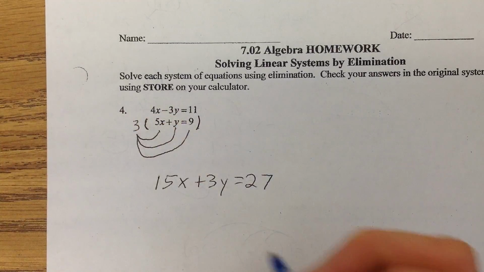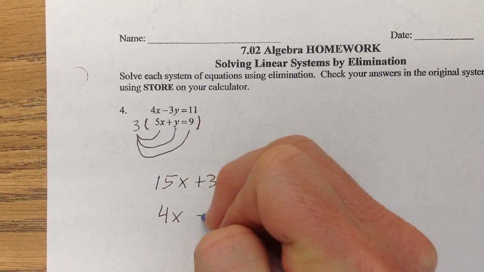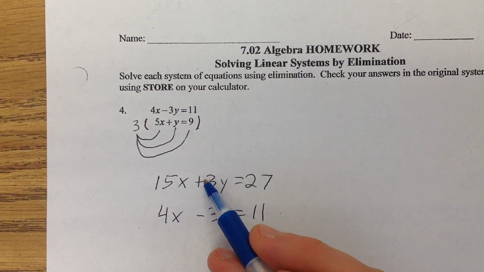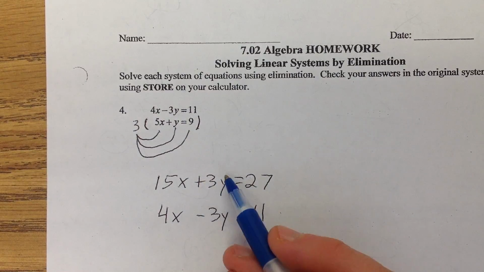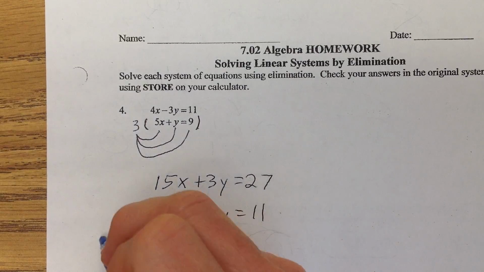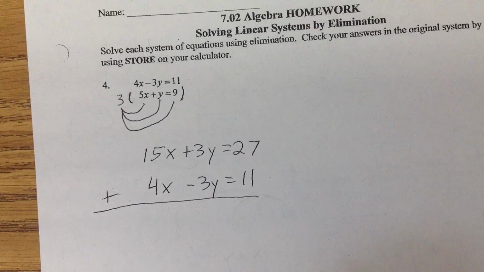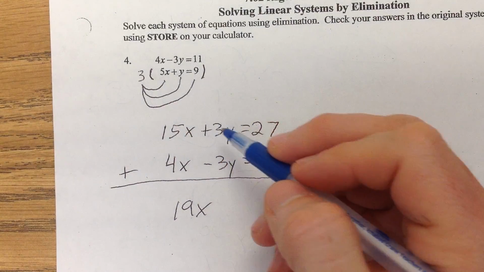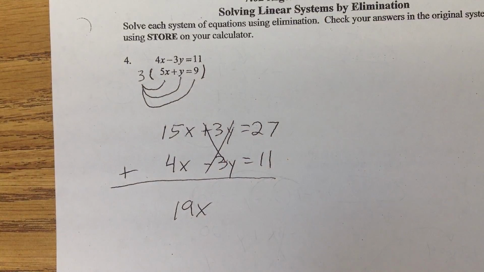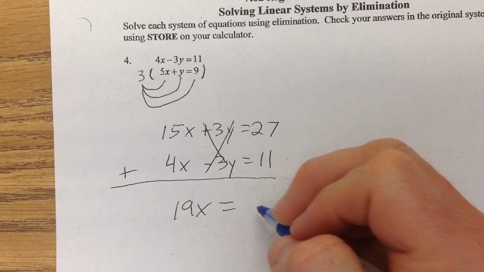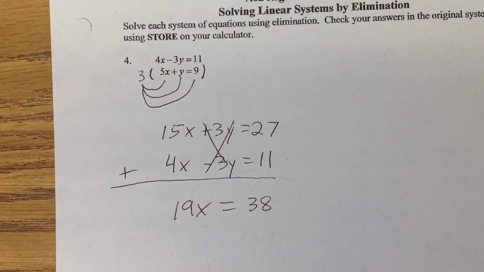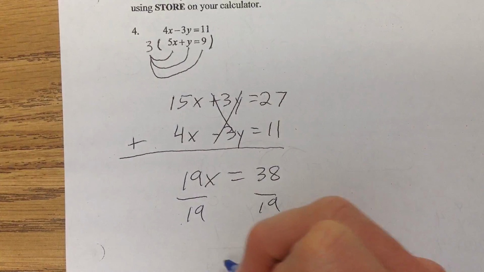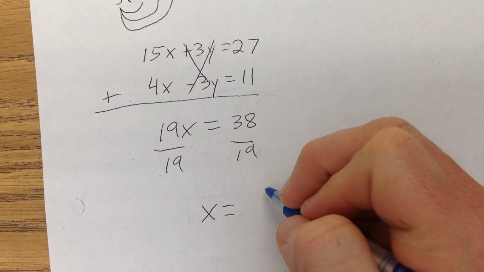Underneath that, I'm just going to write my top equation. So 4x minus 3y equals 11. And now you'll see I have my opposites. One is positive, one is negative, and the numbers are the same. So I'm ready to add these together. 15 plus 4 is 19x. The positive 3 and the negative 3 are going to cancel out. 27 plus 11 is 38. Now divide both sides by 19, and I get x equals 2.